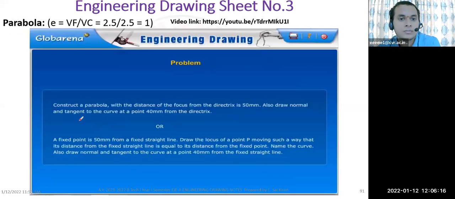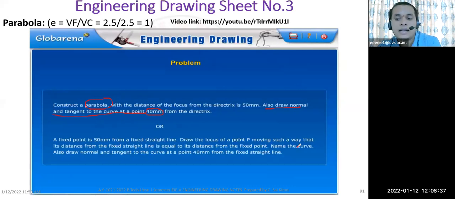So suppose I'll show you the problem. So this is a problem. In the problem I asked, also draw the normal and tangent to the curve at a point of 40 mm from the directrix. So from the directrix, you have to take a 40 mm distance, and then you have to draw. It is the same problem, but in this problem, they directly told that it is parabola.